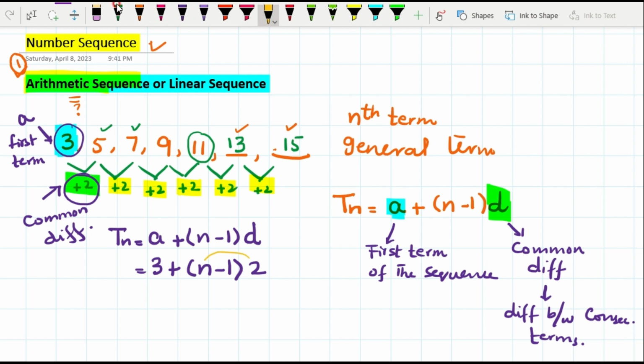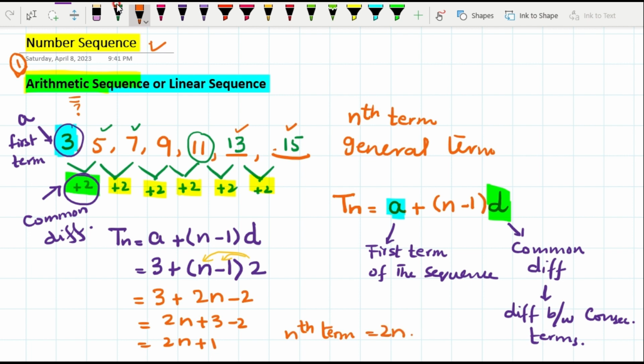We have to expand this, okay? So what's the next step? 3 plus 2 times n minus 2. After solving, we are getting the answer 2n plus 1. So it means the nth term of this sequence is 2n plus 1, right? Okay, let's have another example.